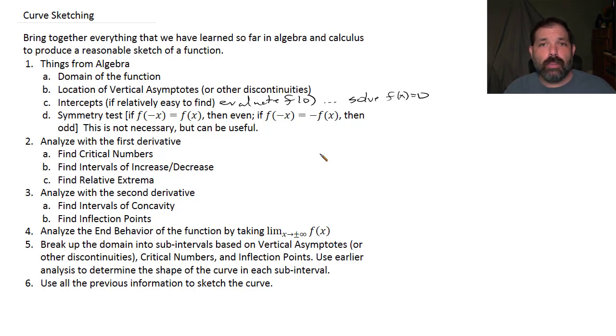Then we can break up the entire number line, the domain, into subintervals based on the critical numbers and the values we have from analyzing with the second derivative. And we can take each subinterval and then use the first and second derivative information to say what the curve will look like on that subinterval. And then we're going to take all that previous information and draw a sketch of the curve. So let's see an example.